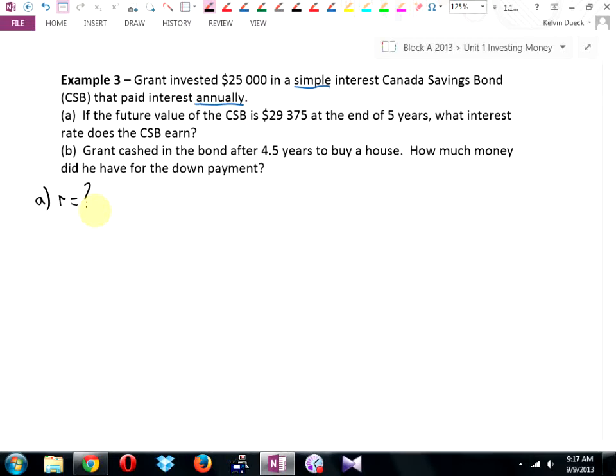What's that 25,000 that I see? Oh, P equals 25,000. I keep reading, oh, I run into 29,375. What's that? Which we used a capital A for. Final amount was 29,375. I see a 5. What's that?